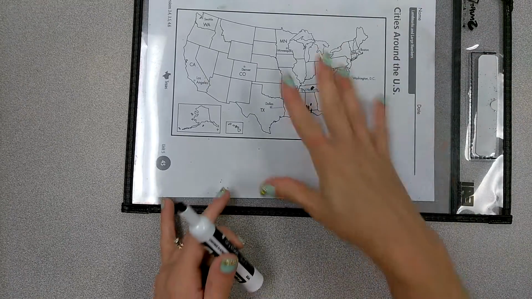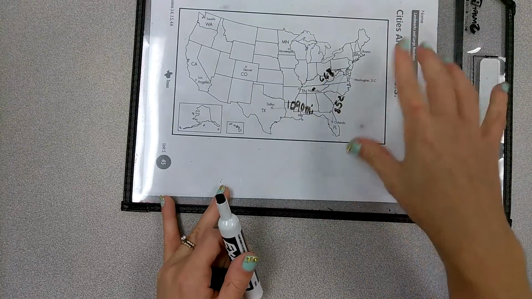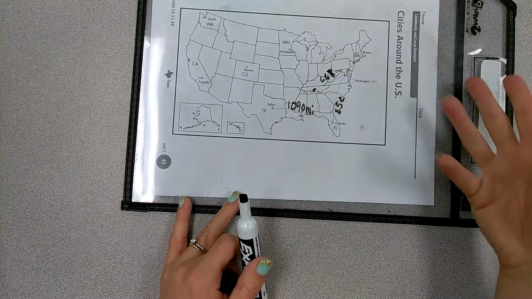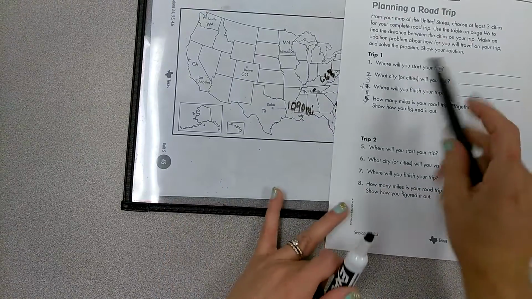Okay. After you do this, and you're going to do this in class, I do not want you to do it at home. I just want you to look at it and make sure you understand how to read the map. You're going to fill out a planning your road trip.